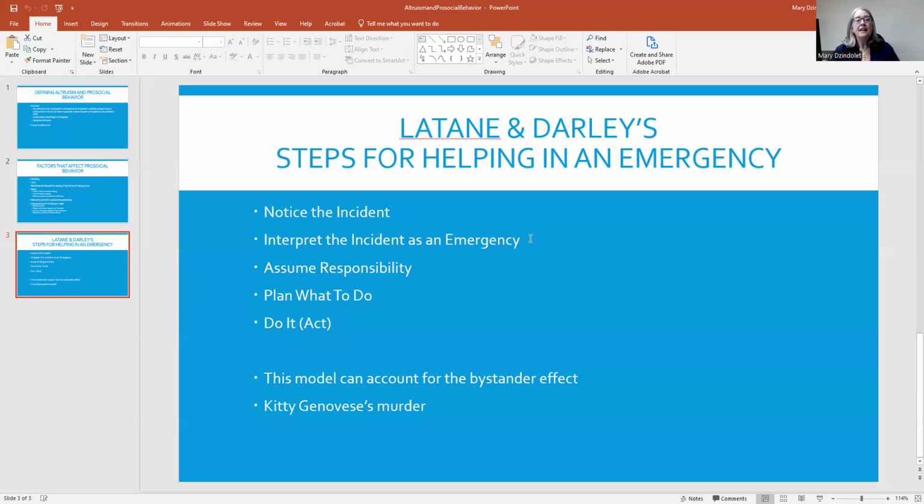But Latané and Darley wanted to do research to try to understand why the more people that are available to help, the less likely any one of them is to help, this bystander effect. And they wanted to understand what needs to happen in order for someone to help in an emergency. What they thought is very logical. I read the 5 steps to you, they're very logical.